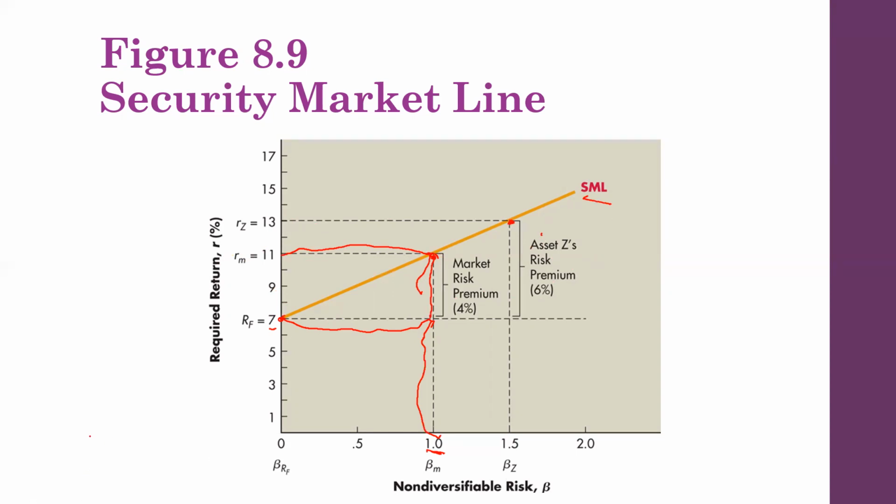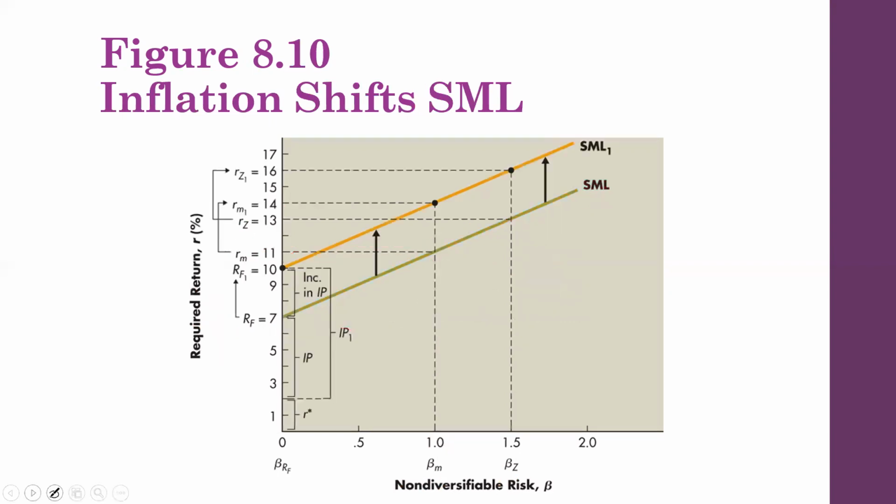So if you have to plot it, you plot the risk-free rate at zero beta, the market rate at the market beta, the CAPM return at the company's beta, and you connect the dots.